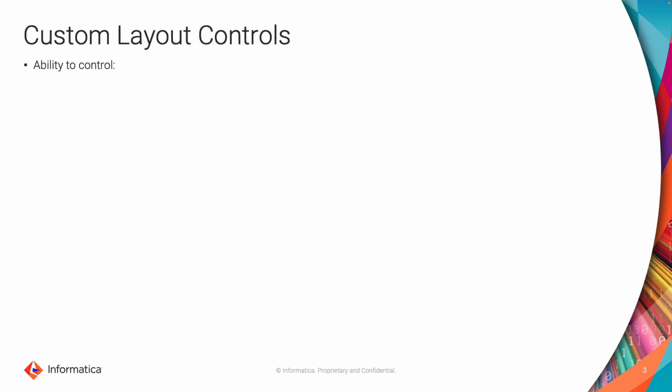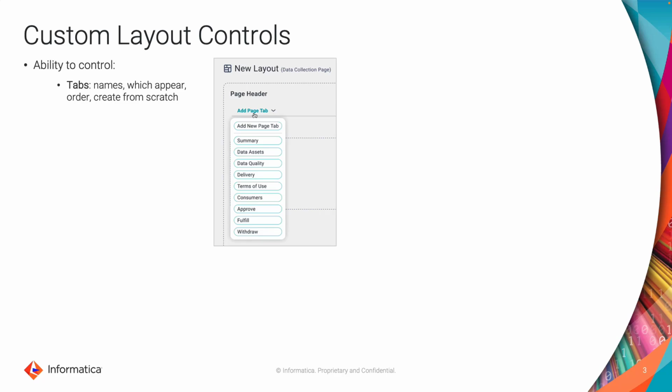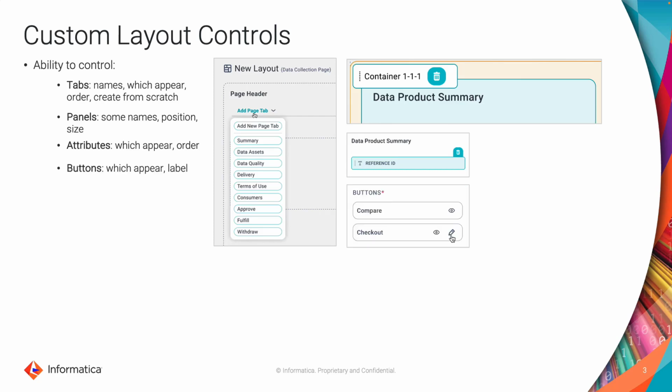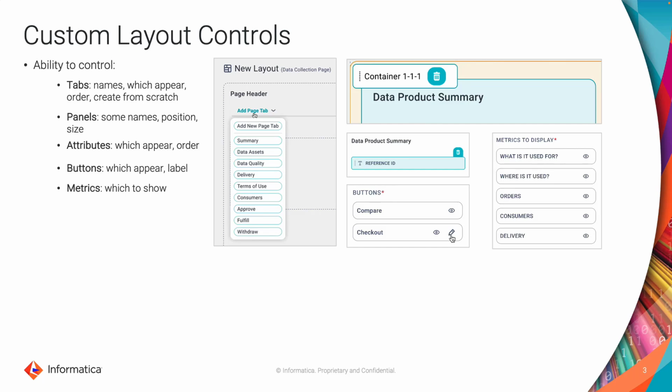For the general custom layout pages, some of the things we can control are which tabs appear, what they're called, the order they appear in, even creating new ones from scratch. We can choose within those tabs what panels show up, what their positioning is and sizing, and some of their names. For attributes within those panels, we can choose which appear and which order they appear in, including bringing in custom fields and changing the order there. We can update any names of buttons and whether or not those buttons appear at all. We can choose which metrics should be shown and whether or not the metrics panel is of interest at all.